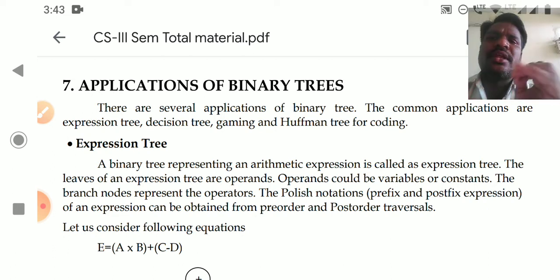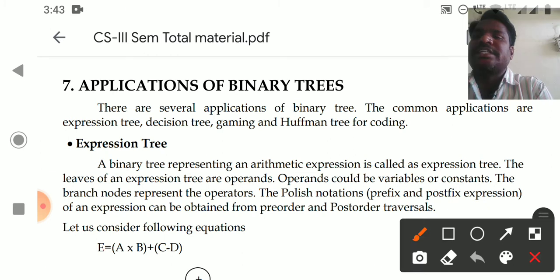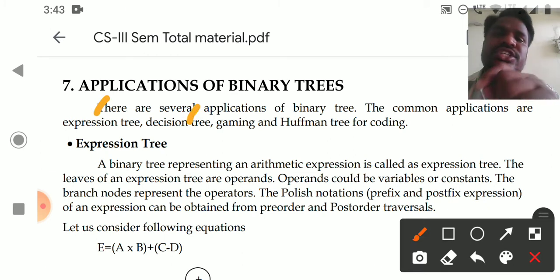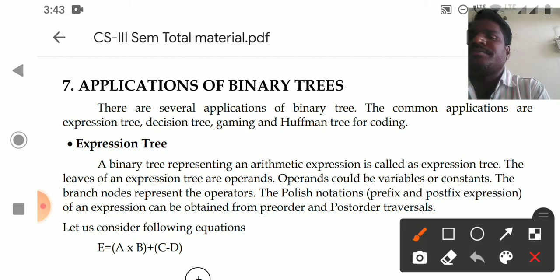So generally there are several applications of binary trees. Commonly, there are expression trees. To construct an expression tree, we use the concept of the binary tree. And decision trees, gaming trees, Huffman tree code. Like that, different things. Here we will study majorly two things: one is the expression tree and one is the decision tree. First we'll see the expression tree.